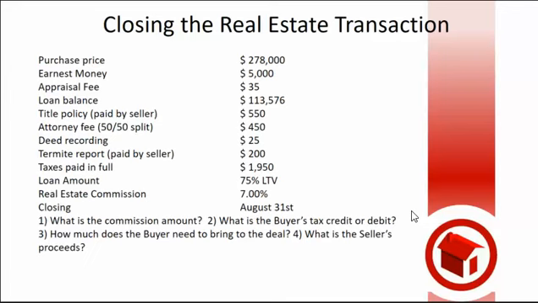What's the seller's proceeds? Okay, so let's add up all the seller's credits. He's only got two. He's got the purchase price, and he got the credit for the proration. So his credits are $278,651. How much are his bills? I hope someone's already done it. 12, 13, 15, 21, 14, 18, 20. Am I right? 134.11. Thank you.